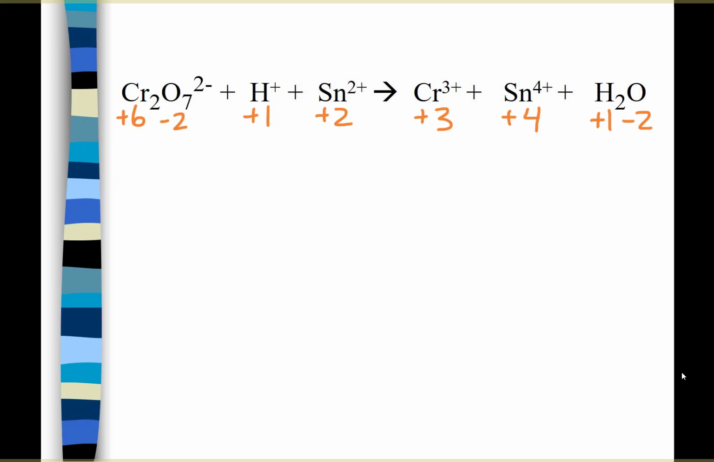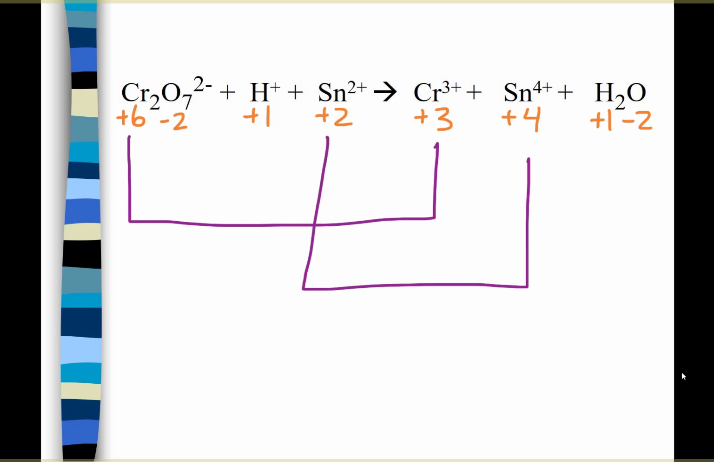All right, so once we assign the oxidation numbers, I'm going to connect what is changing. So I have chromium changing, and then I have tin changing. So the ones that are connected, you need to make sure that those are balanced. So looking at my chromium, I have 2 chromiums there. So right off the bat, I need to put a 2 in front of that chromium on the right-hand side. And then my tins look okay. I have 1 and 1, so I'm good.